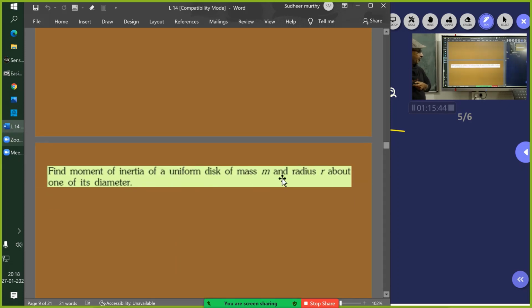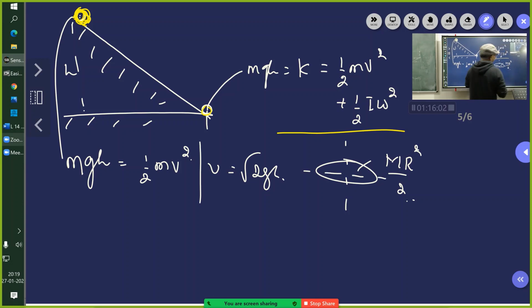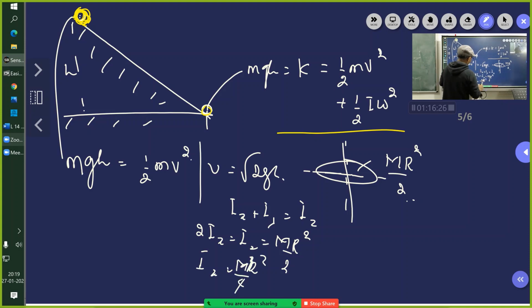Find the moment of inertia of a uniform disk of mass m and radius R about its diameter. About this axis it is, for a disk, MR square by 2. Now they are asking about the diameter. So about the diameter, you will use Ix plus Iy is equal to Iz. In this case, across both the diameters which are perpendicular, it is the same. So you can take it as 2Ix is equal to Iz, and Iz is equal to MR square by 2, and therefore Ix will be MR square by 4. Very simple.